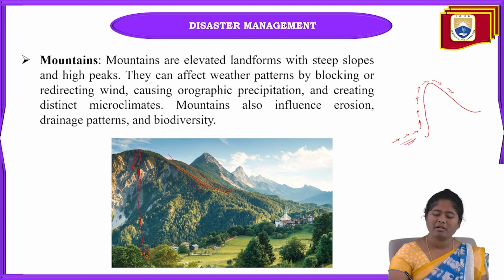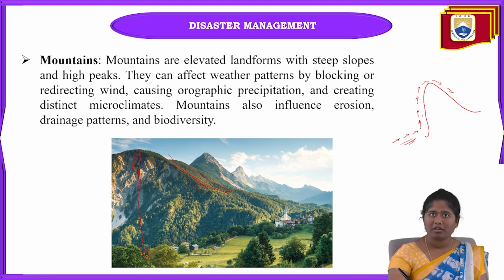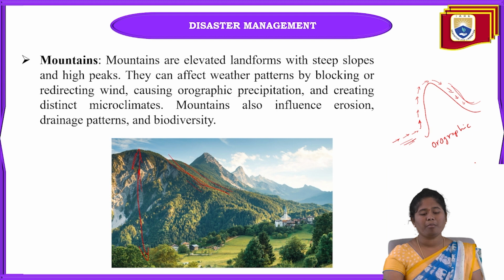Up to here there will be cool breeze, which can cause precipitation. When the air goes upwards and comes downwards, in this area that cool breeze will disappear, and precipitation is not going to happen. That is called orographic precipitation.